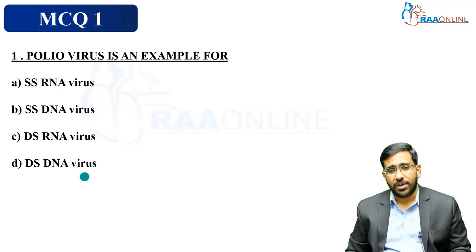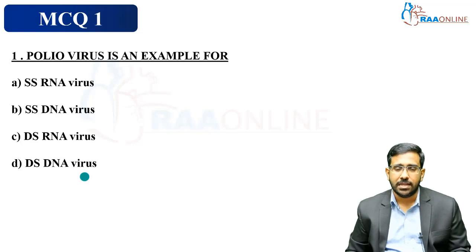So here the polio virus is an example for, and we have 4 options. One is ssRNA. What is ssRNA? It is a single stranded RNA virus. We have something called ssDNA, single stranded DNA virus, and option C is double stranded RNA virus. Option D is the double stranded DNA virus.